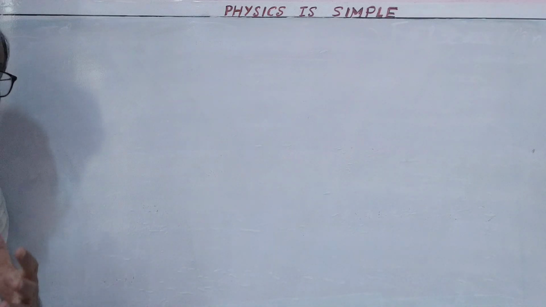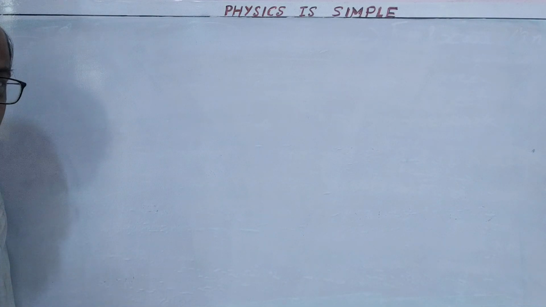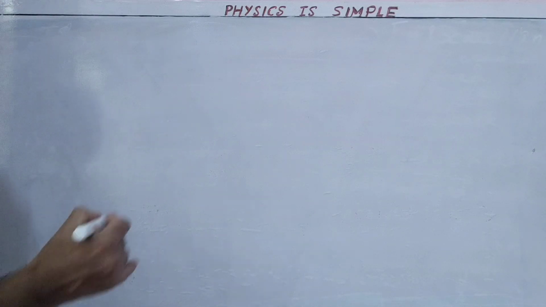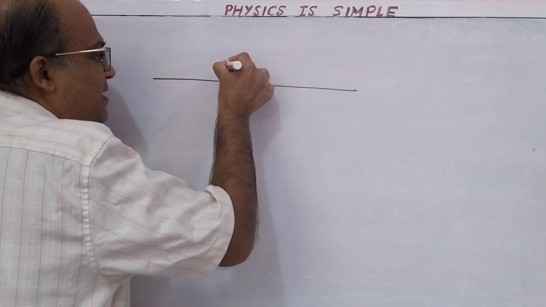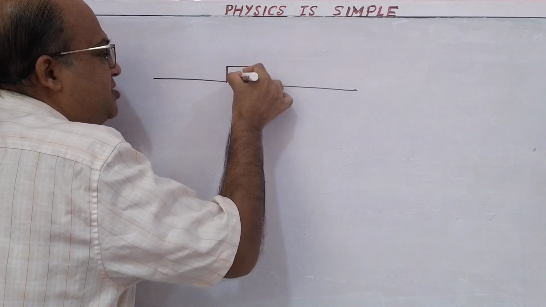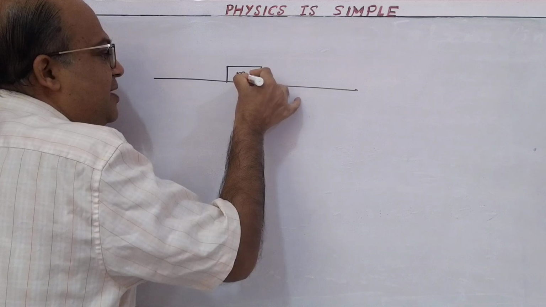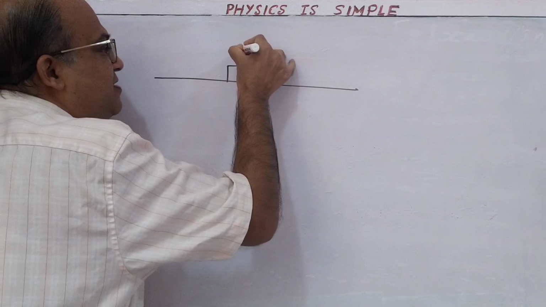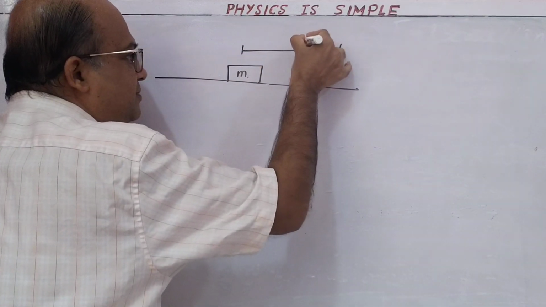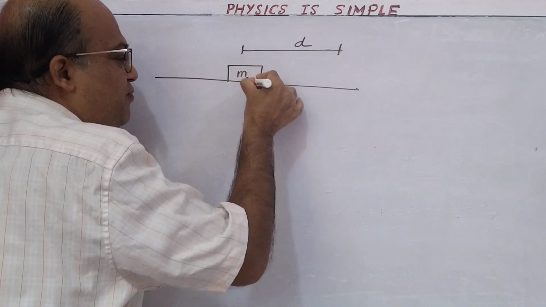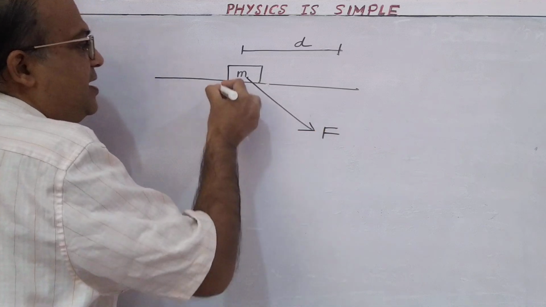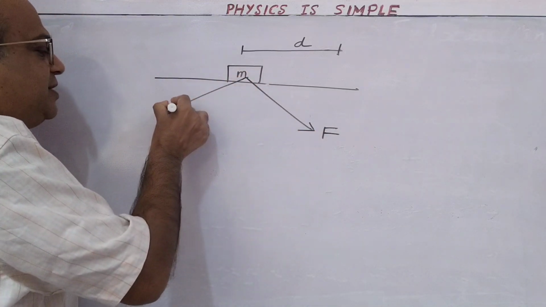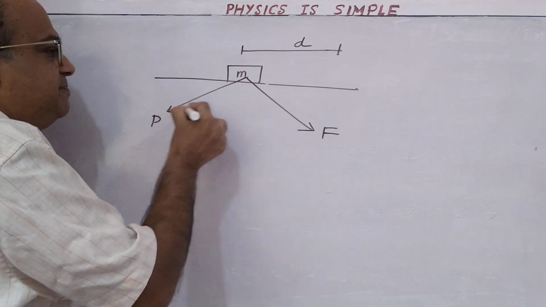Now, let us try to understand more about work. Suppose we have a surface here and a mass m is resting here. The mass displaces from here to here. One force acting on this is in this direction, F. Another force acting on it is in this direction, P.